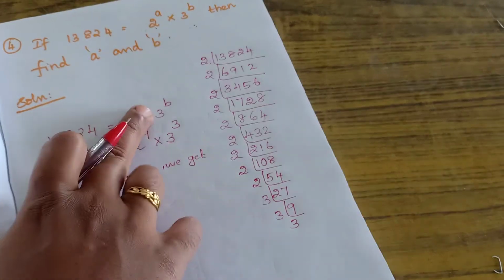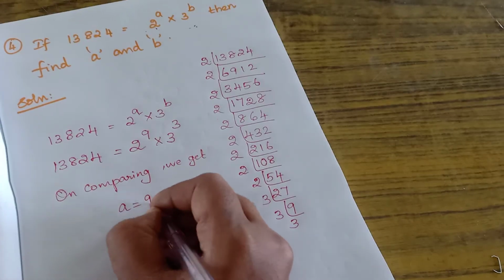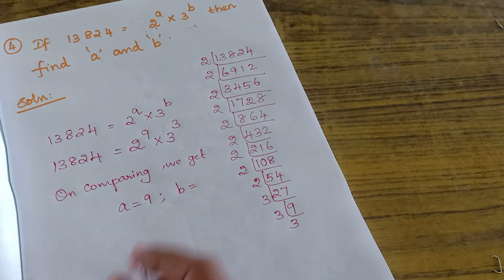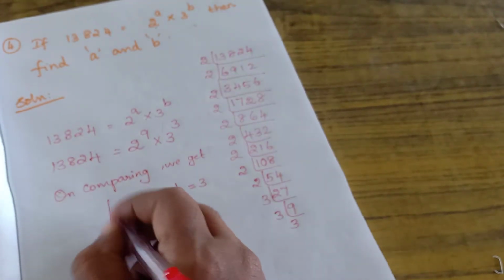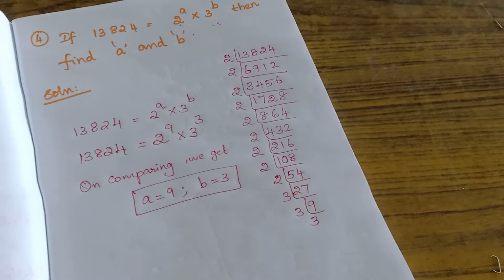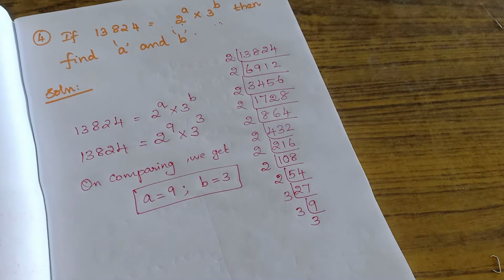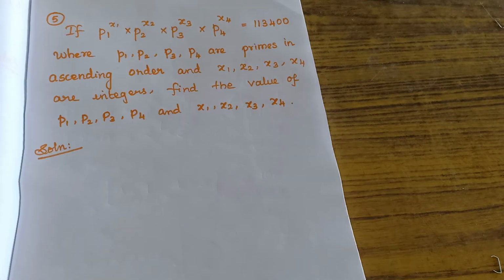What is the answer? Compare with this. a is equal to, in the place of a what is present? a is equal to 9. In the place of b what is present? b is equal to 3. So this is the answer. Is this easy? Yes, very simple 2 mark. Every student needs to learn this problem. Okay, shall we move to the 5th question now?